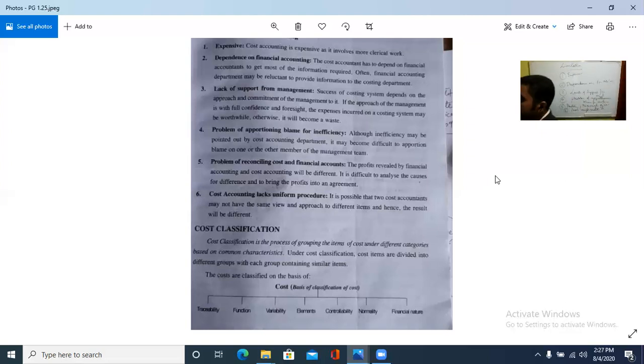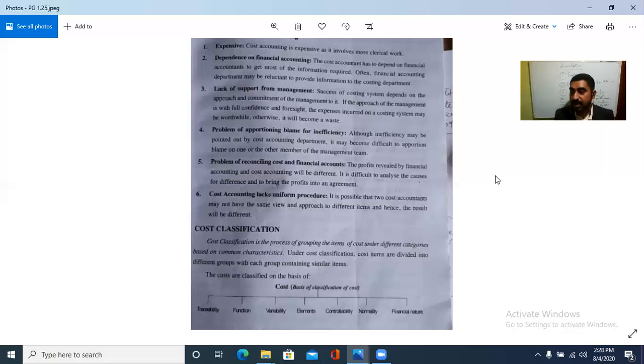So today we saw the advantages of this costing system: advantages towards the management, towards the employee, towards the government, towards the general public, and towards the stakeholders. While there is a merit, there will be some demerit also. Six demerits are there: expensive, dependence on the financial accounting, lack of support from the management, problem of apportioning the blame for inefficiency, problem of reconciling the financial and cost accounts, and lack of uniform procedure. So these are the advantages and disadvantages with regard to adopting this costing system. Hope you understand today's classes.